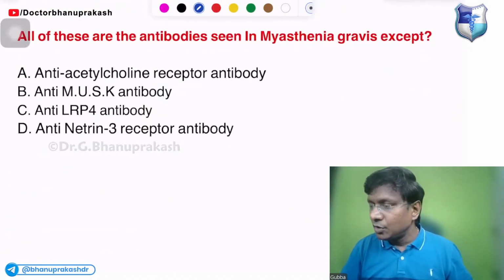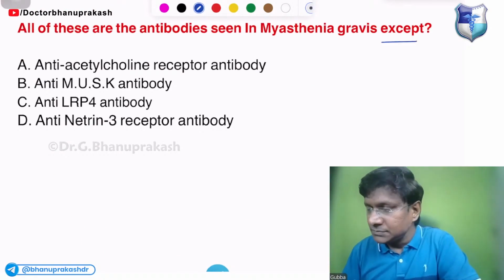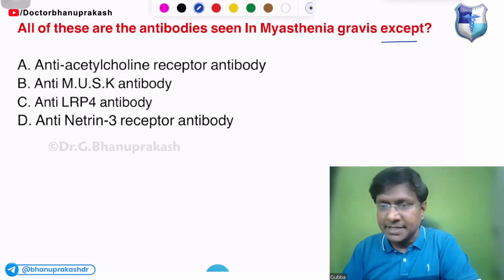Now, we'll move on to the next topic, that is myasthenia gravis. Anti-acetylcholine receptor antibody, anti-MuSK antibody, anti-LRP4 antibody, anti-netrin 3 receptor antibody.